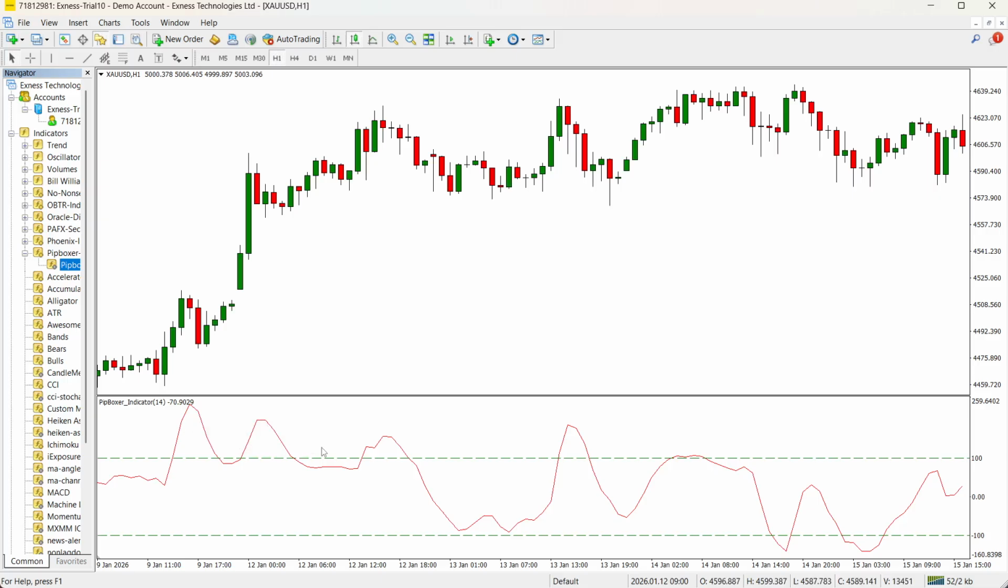In normal conditions, the line swings within the minus 100 to plus 100 band, reflecting shifts between negative and positive momentum. But during strong moves, it can push briefly above plus 100 or below minus 100, visually signaling momentum that exceeds the typical mapped range before eventually reverting back inside.